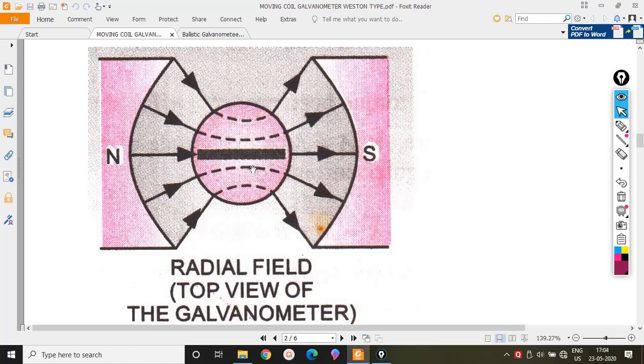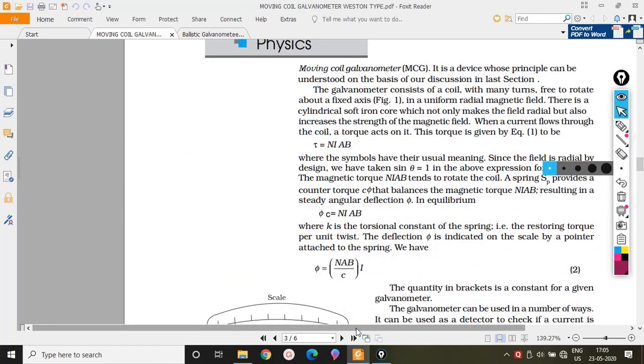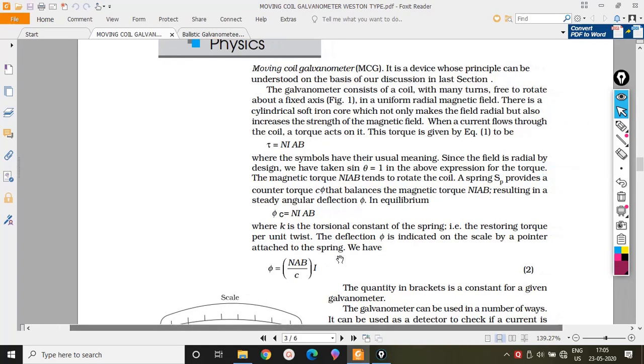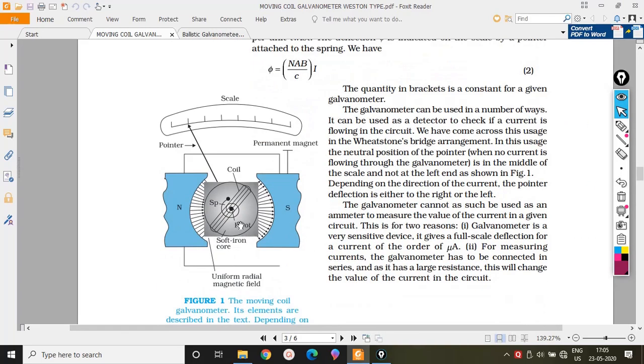So what is the usefulness of this arrangement? You will see that the field lines are getting stronger and stronger, so the deflection will be better, and everywhere the direction of the area vector A, I'll show you by diagram, and the magnetic field will be 90 degrees. That is another thing that will come in this case. So coming back to that diagram, you will see that here the pointer is put over that hairspring.